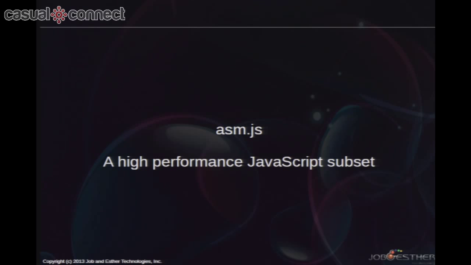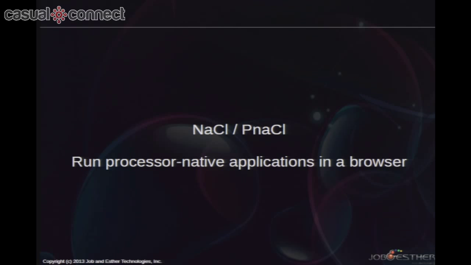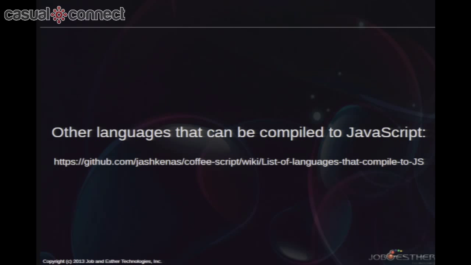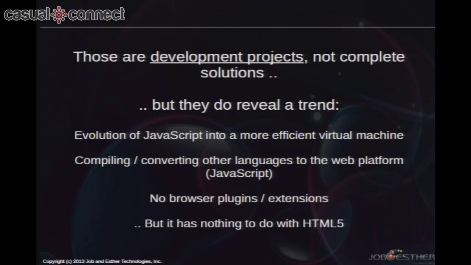The intention here is to increase the performance of JavaScript by reducing what it does to a smaller set that can run faster. The objective is to have the web platform work faster. There's NaCl. Are there any chemistry majors here? That's not what it's about. That's short for Native Client. That's Google's initiative for enabling processor native code to run in web browsers. There are a lot of other languages; for a full list, there are a lot of languages that can be compiled to JavaScript now.